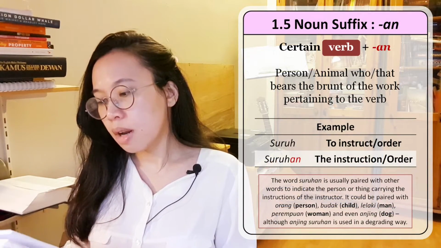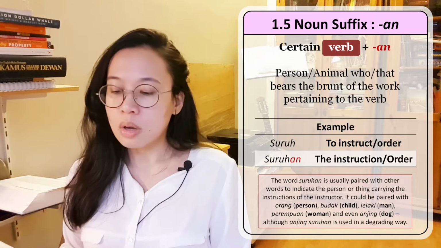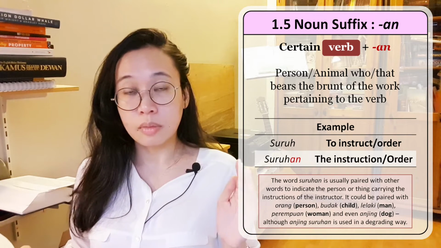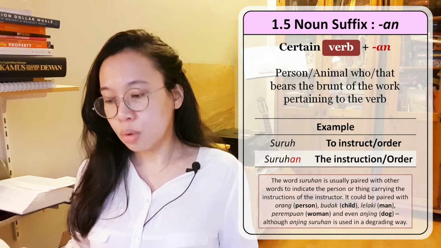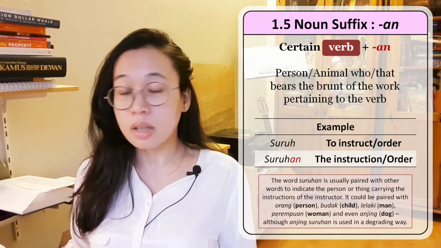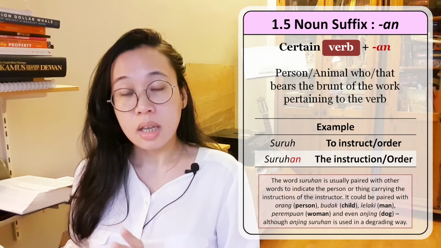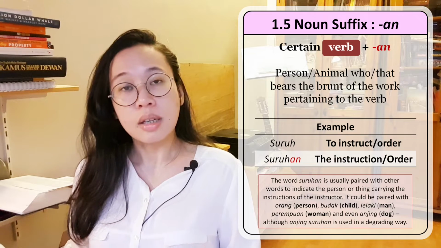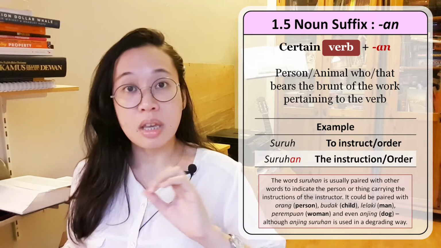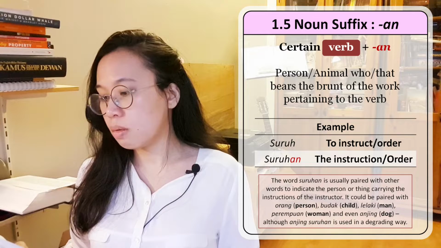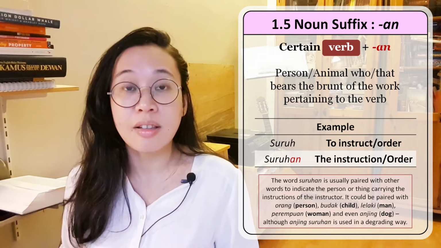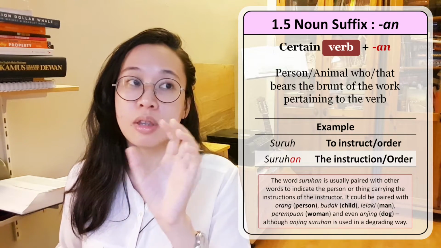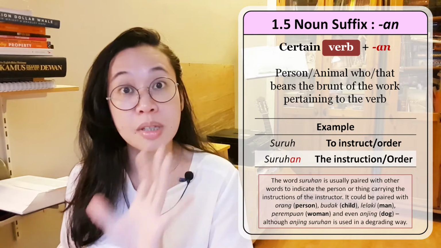The fifth one, verb plus an, person or animal who bear the brunt of the work. Okay, so it's a verb, suruh. Suruh means to tell someone to do something, to order someone, to instruct someone. Suruhan is the person or the animal being ordered around or being instructed to do something. So actually technically it is the order or the command or the instruction itself, but when you pair it with the term orang or budak, then it becomes the person.